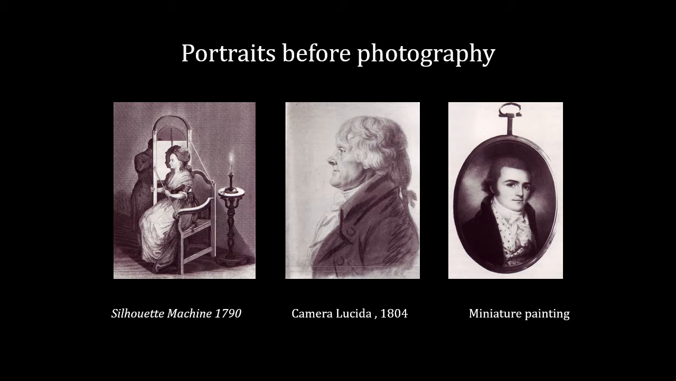As well as, there are also the miniature paintings there on the far right. That's nothing new, but if you want to have a smaller image of yourself to give to someone, or someone wants to have of you, you have a little miniature painting of it. And then when the camera lucida came about, you could have your portrait drawn, as well as painted, on a larger scale. So that was how you would have a portrait before photography.